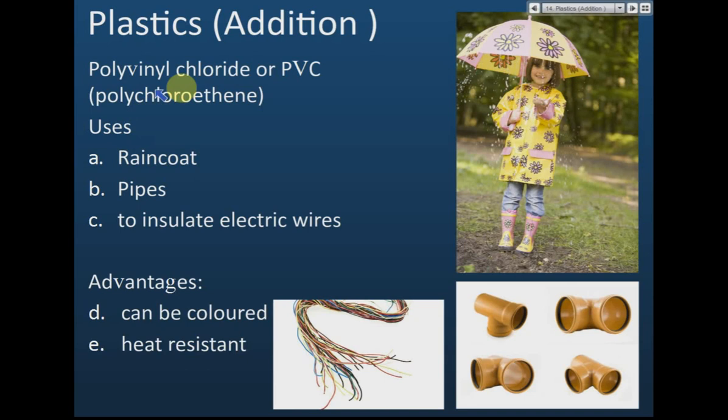Uses of PVC, polyvinyl chloride: it is used in raincoats, piping, to make pipes or parts of pipes, and insulated electric wires. So the plastic wrapped around the wires, with a copper wire inside, is usually made of PVC. The advantages of it are that it can be colored and is heat resistant. Even at high temperature it will not melt easily. So that is the use of PVC.